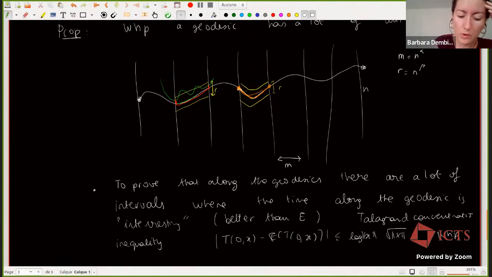But you use Talagrand's inequality in two ways. You have the global way, so you know that the time from here to here compared to the expectation is at most like square root n. But you also know that locally, the difference between the time between here and here and the expectation is at most square root n. So this means that you have a global control on the thing, and you have a local control.